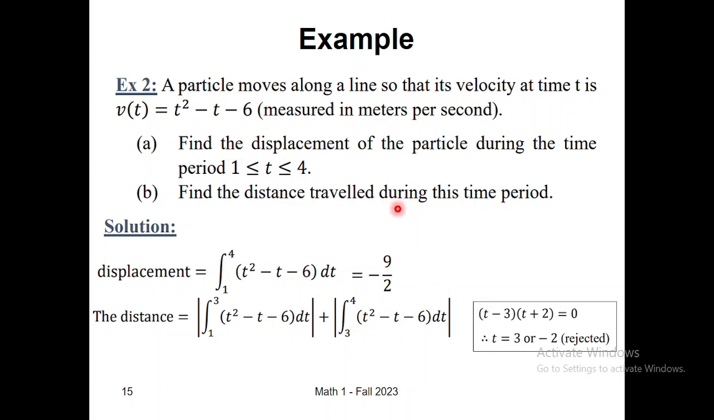Actually, if you put this function v of t equal 0, you have two roots, two solutions: t equal 3 and t equal -2. But -2 is outside our interval, and a negative t is not accepted because in our case t represents the time. So we have a single intersection point, which is 3. So we have to divide the integration from 0 up to 3, and then from 3 up to 4, and then add the results in absolute value.